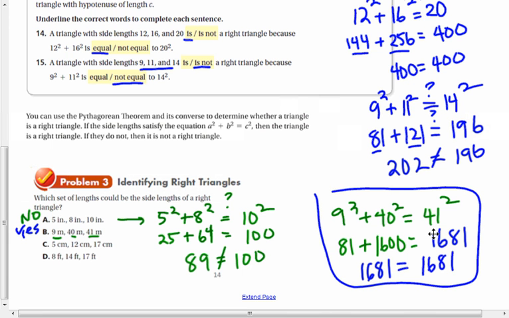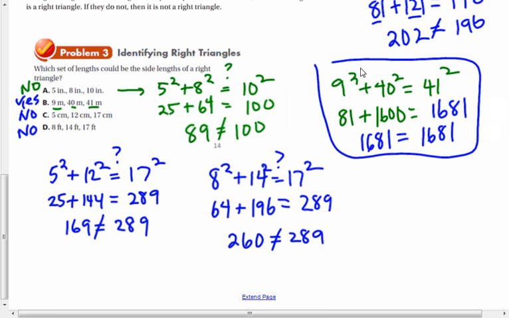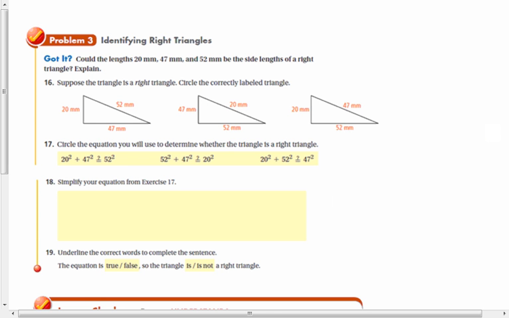All right, you try the next 2. See what you get on C and D. All right, so you should have noticed that C and D, those side lengths will not make right triangles either. And here's the work to show that. All right. Here's another problem for you to do. Go ahead and do this problem, and you can check back with the answers.